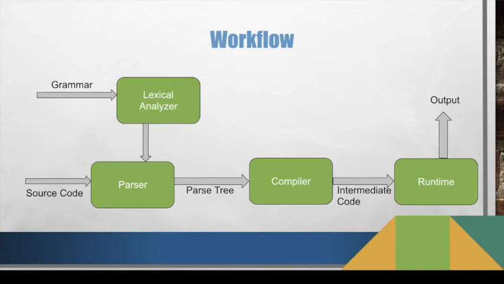So it starts with the provision of source code to the lexical analyzer, which then breaks it into a series of tokens. The stream of tokens is then forwarded to the parser, which creates the parse tree that encodes the syntactic and semantic information. Next is the compiler, based on ANTLR's visitor pattern, which takes the parse tree generated by the parser and converts it into the intermediate code, which will be given to the runtime to generate desired output.